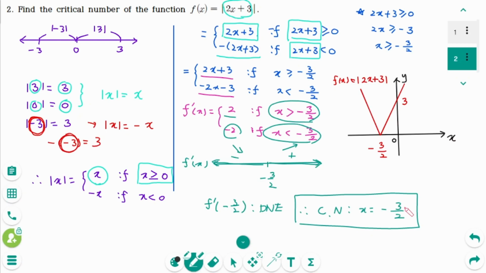You can check it by drawing a graph. As you know, graph of the absolute values are broken when the values inside the absolute value are 0. That means 2x plus 3 equals 0, then 2x equals minus 3, then x equals minus 3 over 2. So when x equals minus 3 over 2, it bends in a V shape.